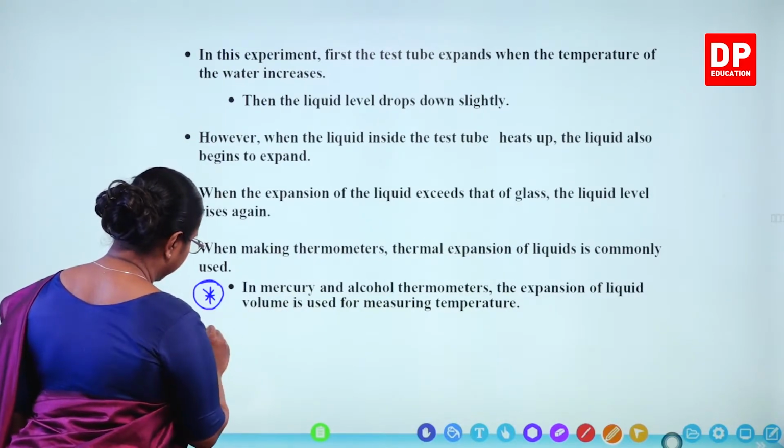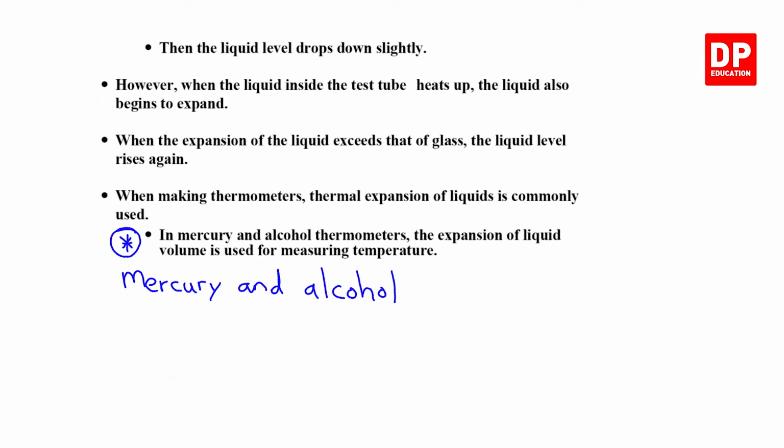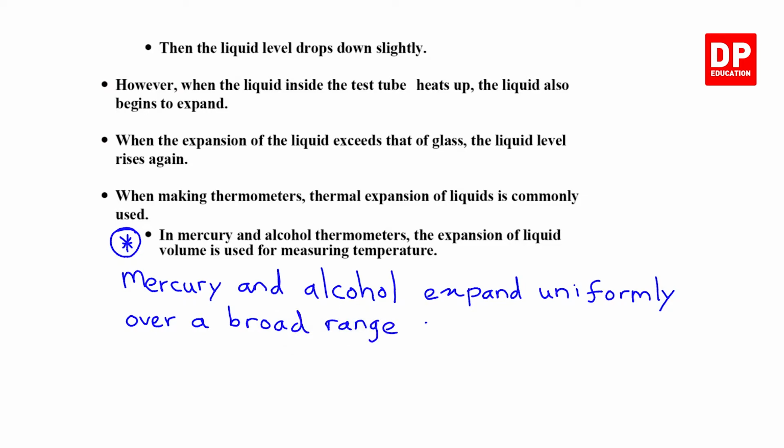So, here you can remember: mercury and alcohol expand uniformly over a broad range of temperature.